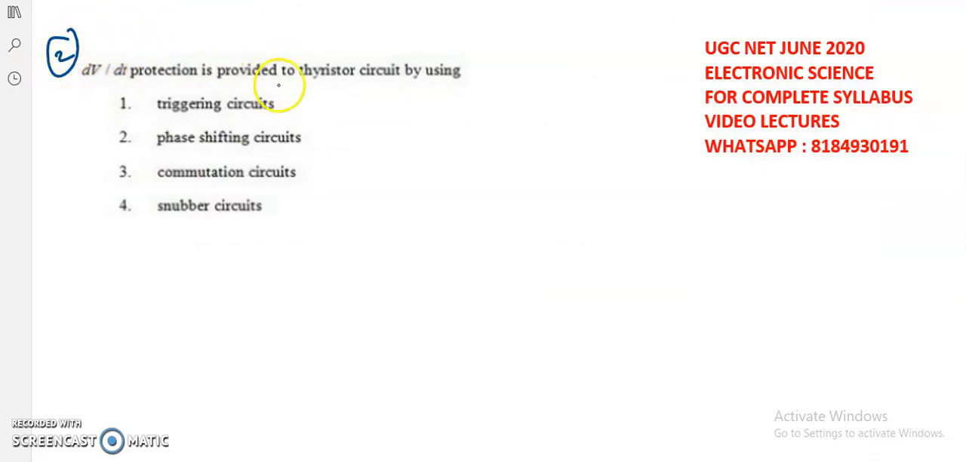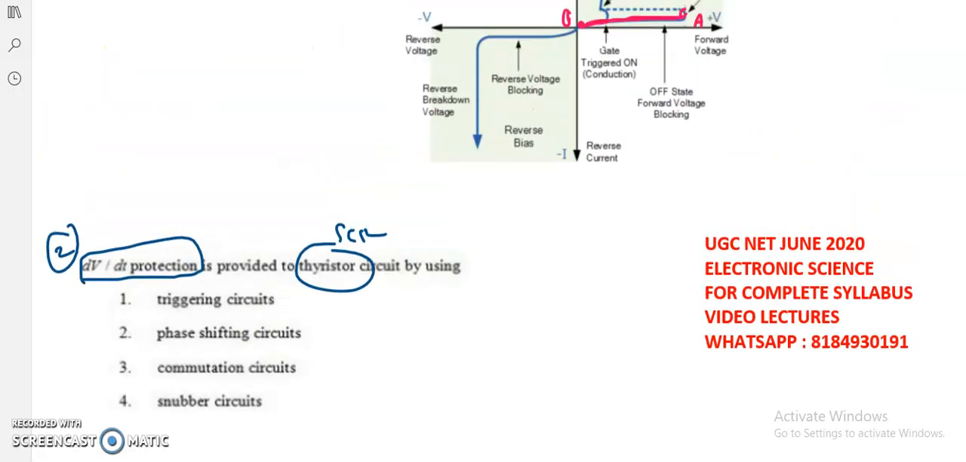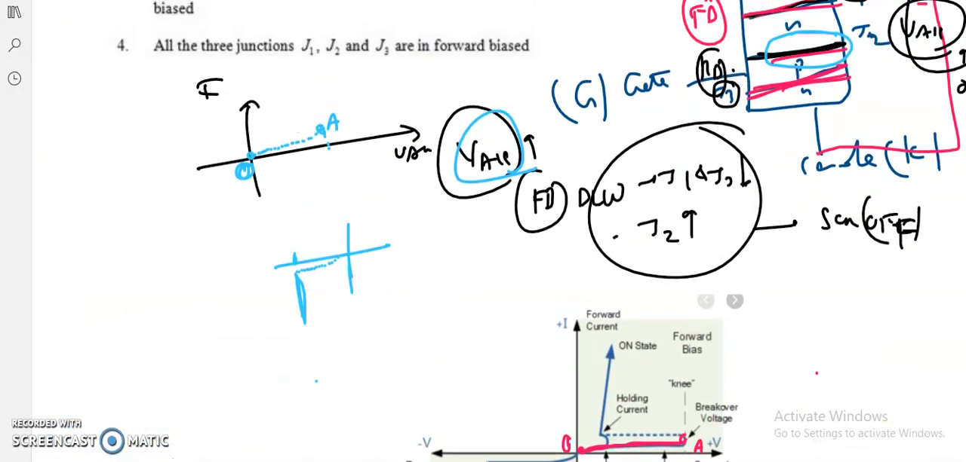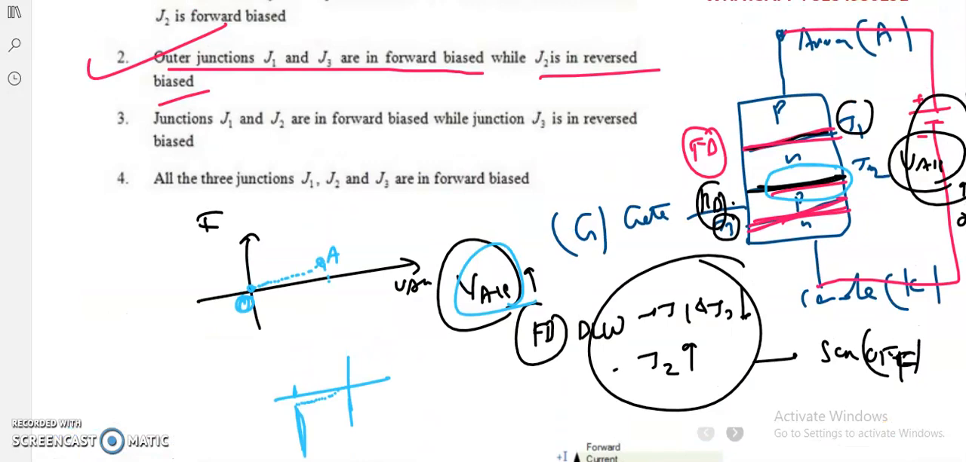The dV/dt protection is provided to a thyristor circuit, or else SCR circuit, by using which type of the following circuits? So what is dV/dt? It is nothing but, as I told you in the previous question, the initial state of the SCR condition.